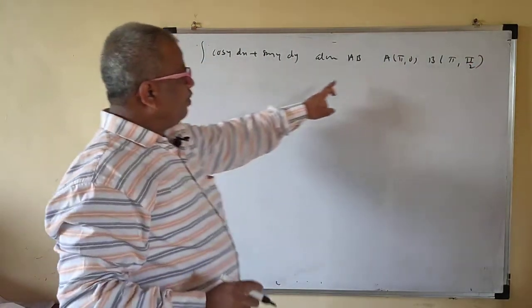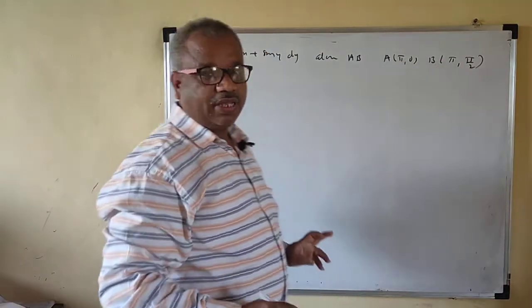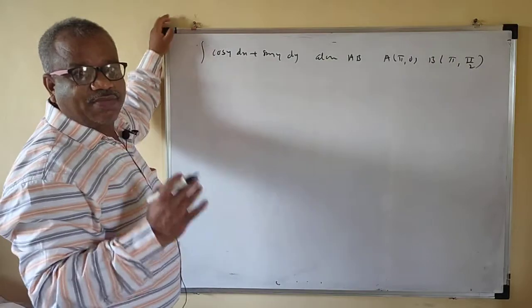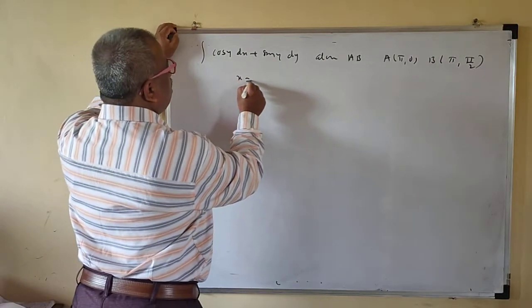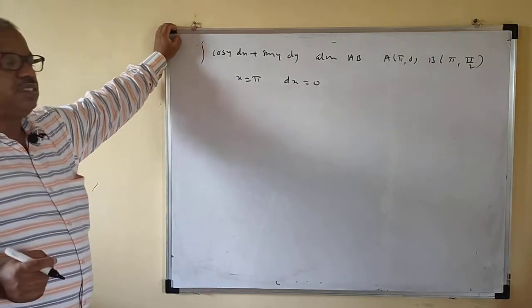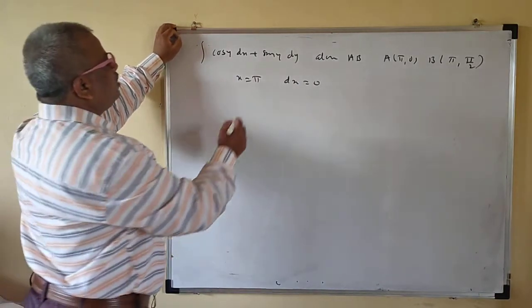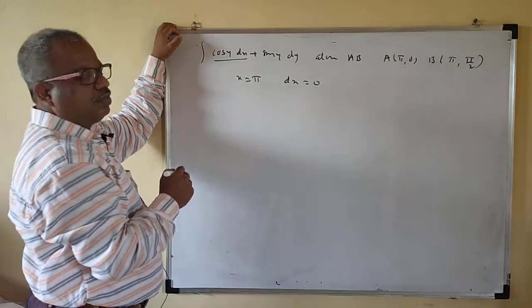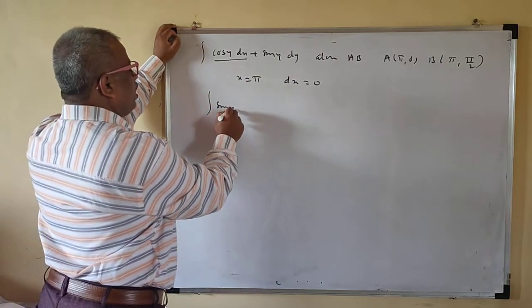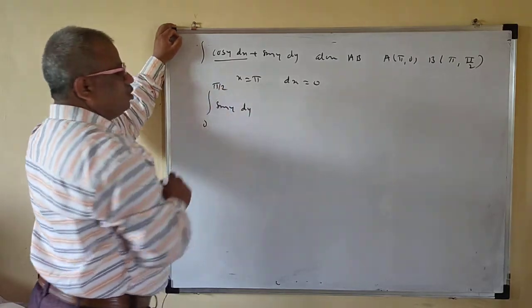Okay. Now see here, A is (π, 0) and (π, π/2). That means your x is the same here. If x is the same, then x is equal to π, which means dx is equal to 0. So now dx is equal to 0, that means this integral is equal to 0. Then we have to integrate only sin y dy, and your y goes from 0 to π/2.